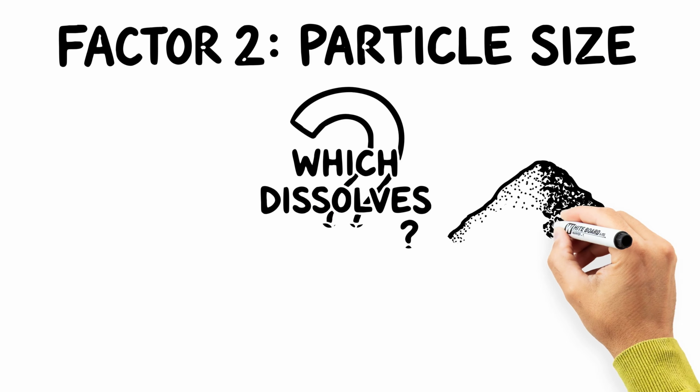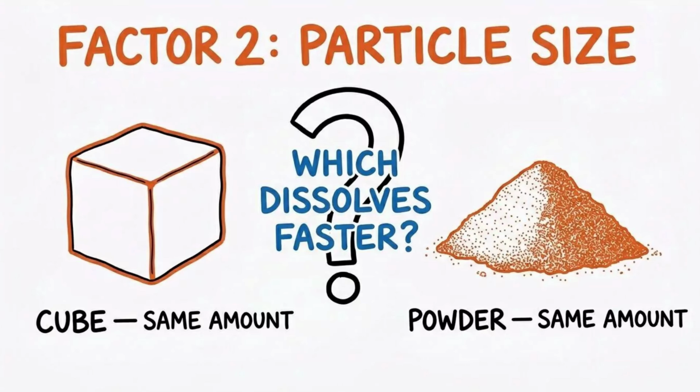Factor 2. Particle size. This one surprises people. Take a sugar cube and a teaspoon of powdered sugar, the exact same amount of sugar, different forms. The powder dissolves way faster. Why?